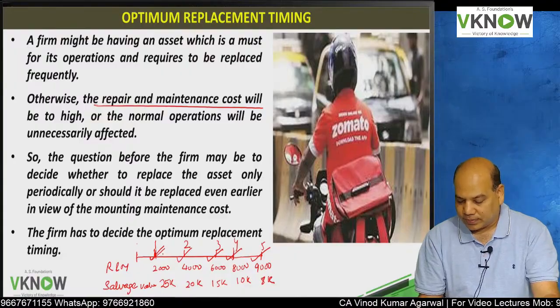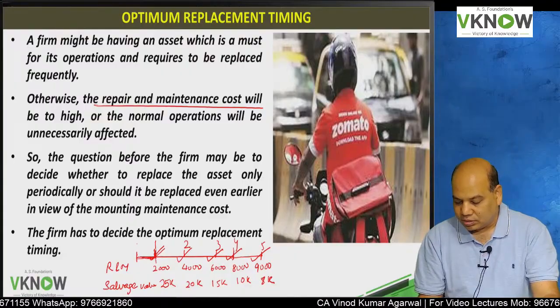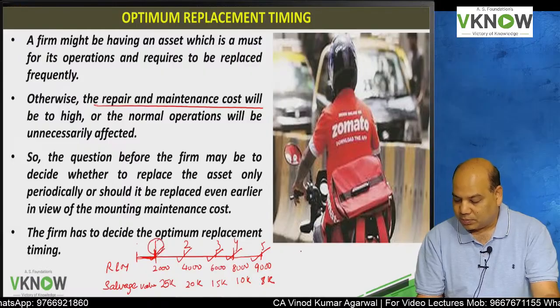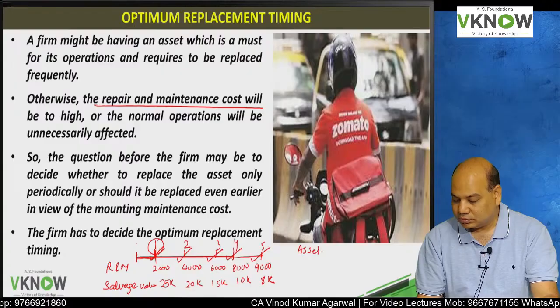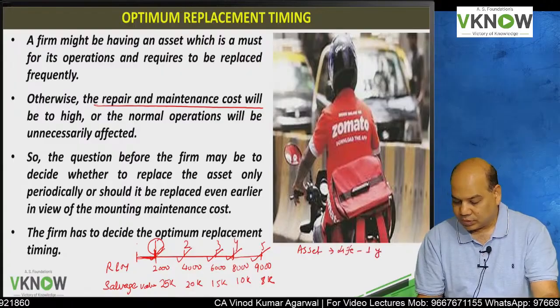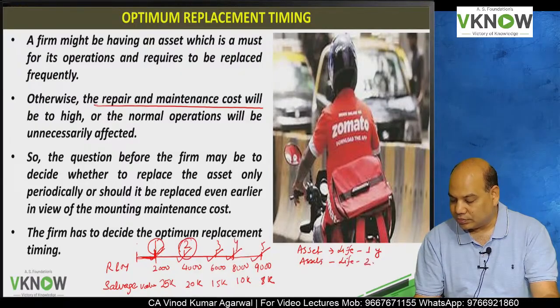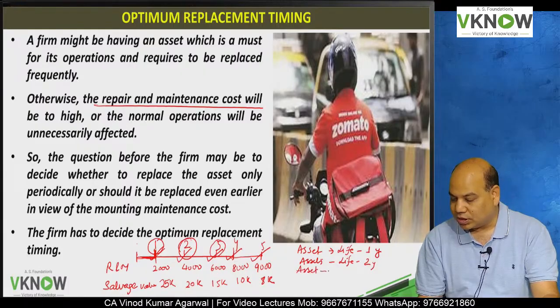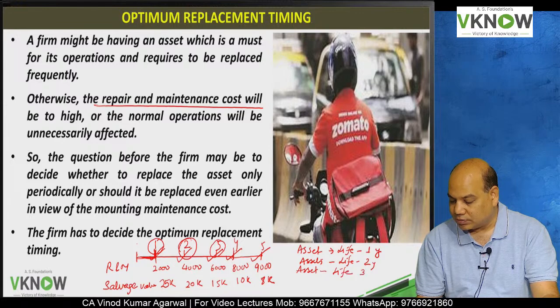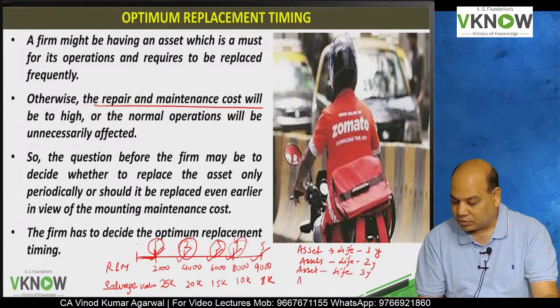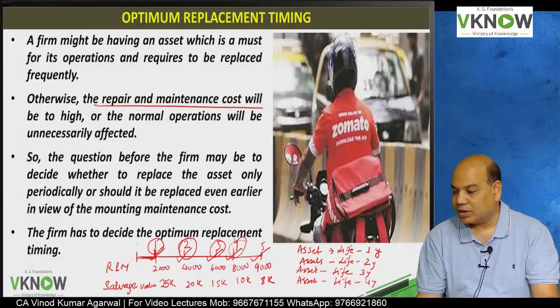The answer is, if I replace it after 1 year, it becomes an asset with life 1 year. If I replace every 2 years, it becomes an asset with life 2 years. If I replace every 3 years, it is equivalent to an asset with life 3 years. If I replace every 4 years, it is an asset with life 4 years. So how do I compare them?